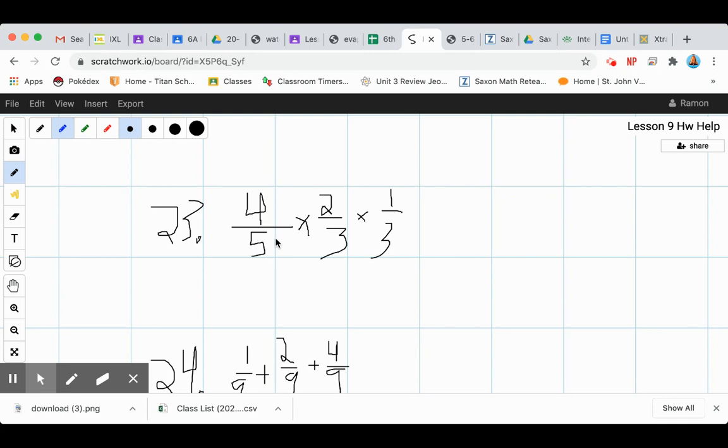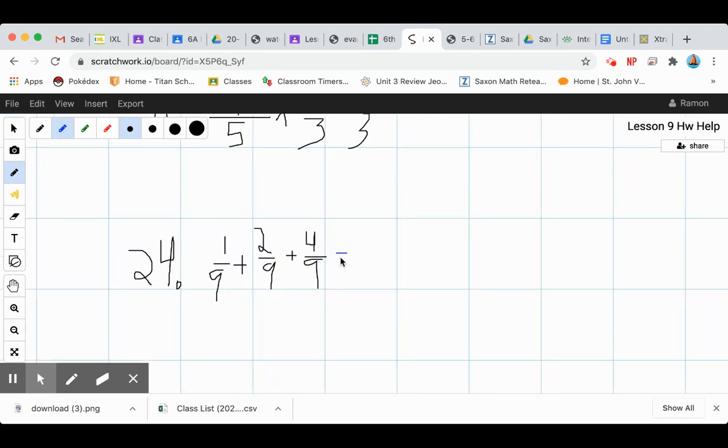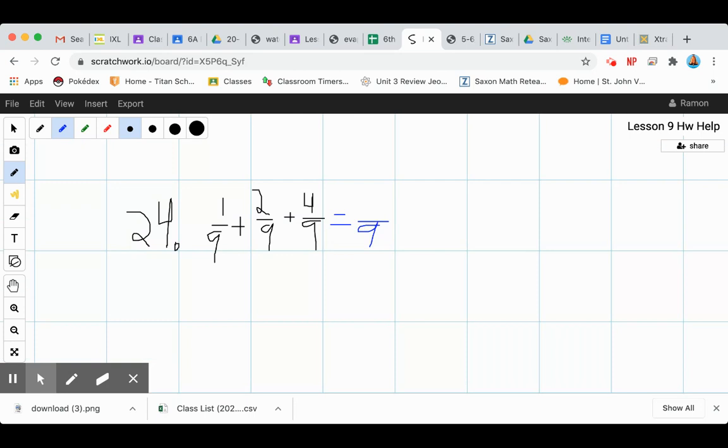For 23, another multiplication of fraction problems. Again, we just multiply straight across. 4 times 2 is 8. 8 times 1 is 8. And then you also multiply the denominators, 5 times 3 and then times 3. For 24, we just add the numerators, 1 plus 2 plus 4. The denominator, as always, will stay exactly the same because we're not multiplying.